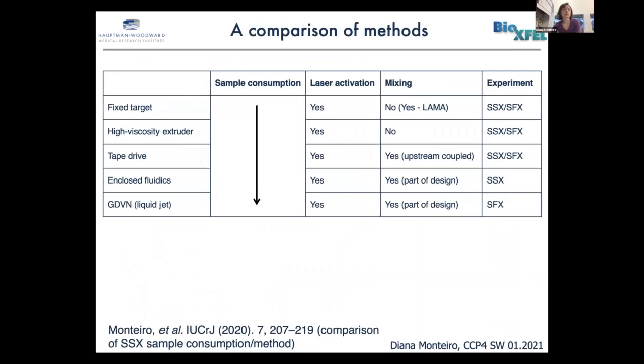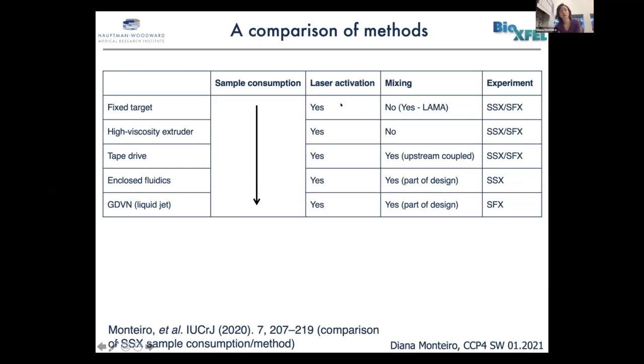So in terms of a comparison of methods, they're all, of course, different. They will consume sample differently. So in general, and this is a very, very general view of it, if you go from a fixed target to a GDVN, you will increase your sample consumption. Most of them will be capable of introducing laser activation. Mixing is a different story.